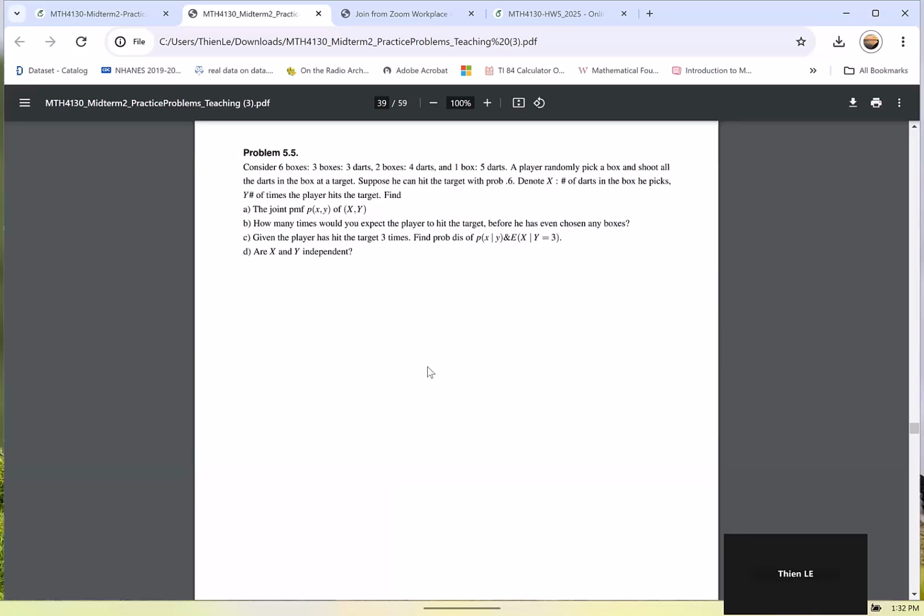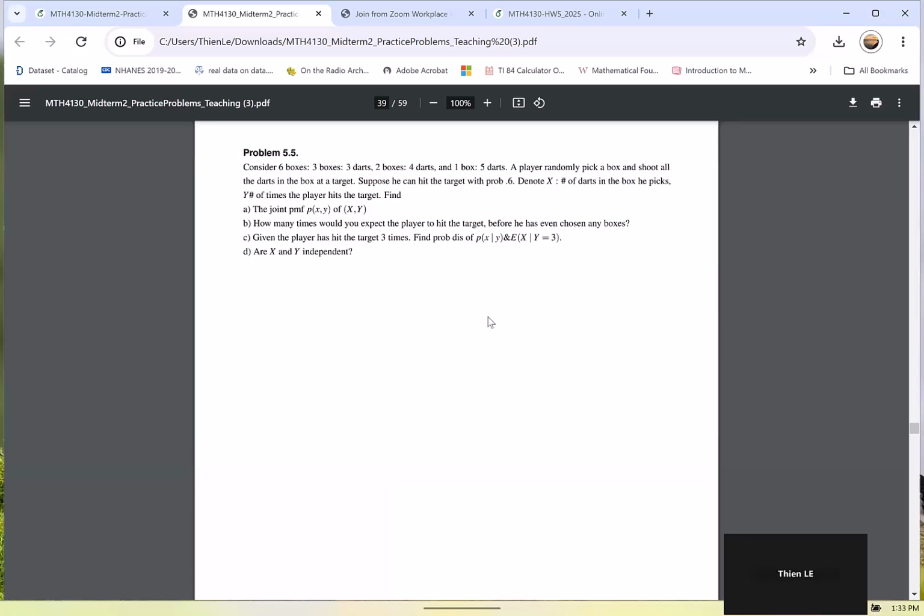How many times would you expect the player to hit the target before he has chosen any boxes? Then, given the player has hit 3 times, what is the probability distribution of X? And finally, are X and Y independent?